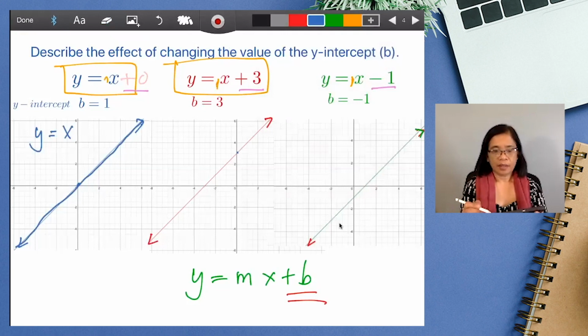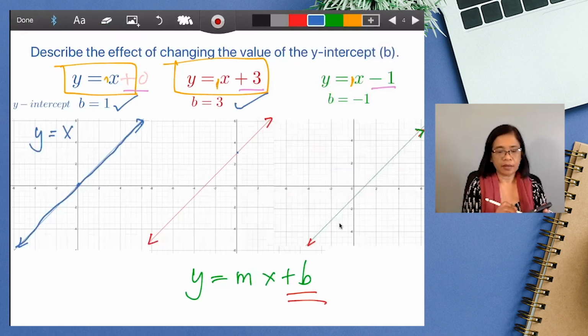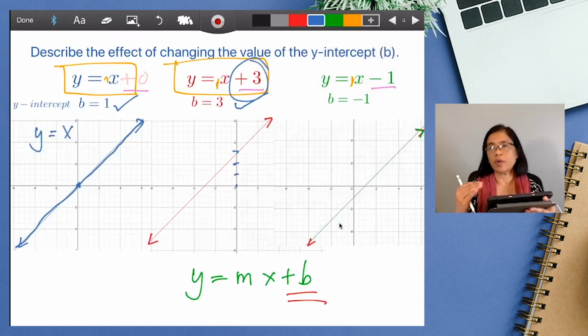Next, if we change the value of b from 0 to 3. So in the blue line, when x is equal to 0 and y is 0, notice that this point on the y-axis has been moved 1, 2, 3 units up. Any point here is moved 3 units up from the blue line to the red line. So the +3 here represents the movement of the graph of y is equal to x 3 units up.